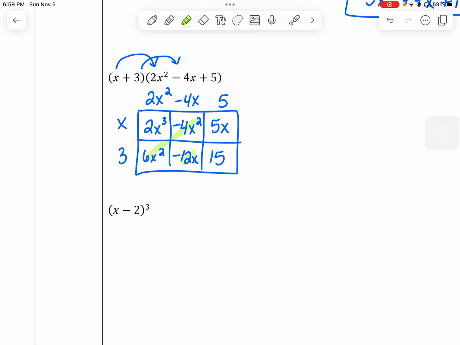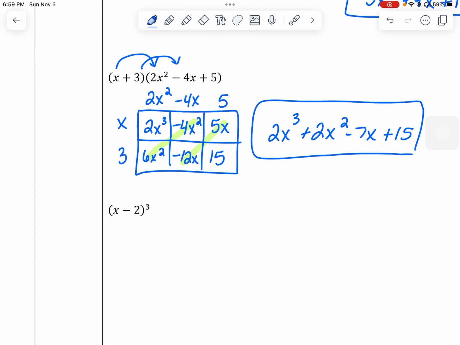And then we can combine our like terms, which typically lie on our diagonals. We have one 2x cubed term. We have 2x squared terms, so a total of positive 2x squareds between the two. 2x terms, which is a total of -7 x's, and then a 15. So that one's a cubic polynomial with a leading coefficient of 2.